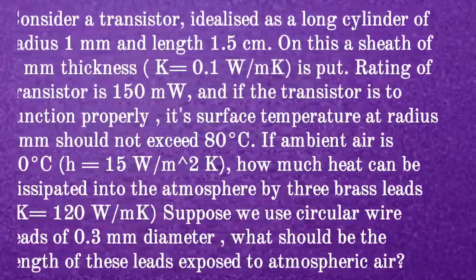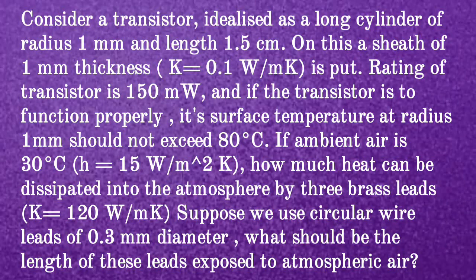Now we will read the given question. Consider a transistor idealized as a long cylinder of radius 1 mm and length 1.5 cm. On this, a sheath of 1 mm thickness with K equal to 0.1 watt per meter Kelvin is put. Rating of transistor is 150 milliwatt, and if the transistor is to function properly, its surface temperature at radius 1 mm should not exceed 80 degrees Celsius.